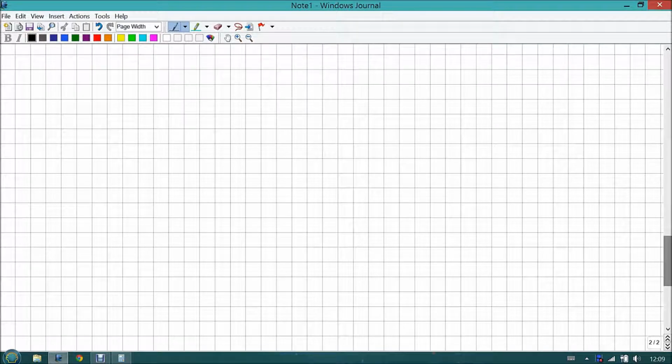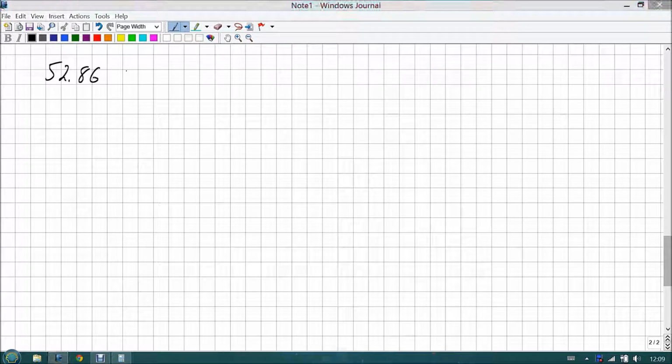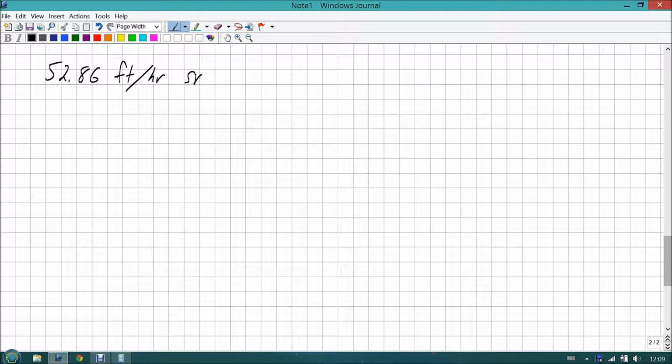Let's see another example of this. Let's say for a moment that we have a seahorse. And it rears up and says, "Nay, I am not a horse, I am a fish." And I say, okay. And what we're going to do is we're going to look at it and say that this seahorse swims at 52.86 feet per hour swim speed. So what is that in inches per minute?